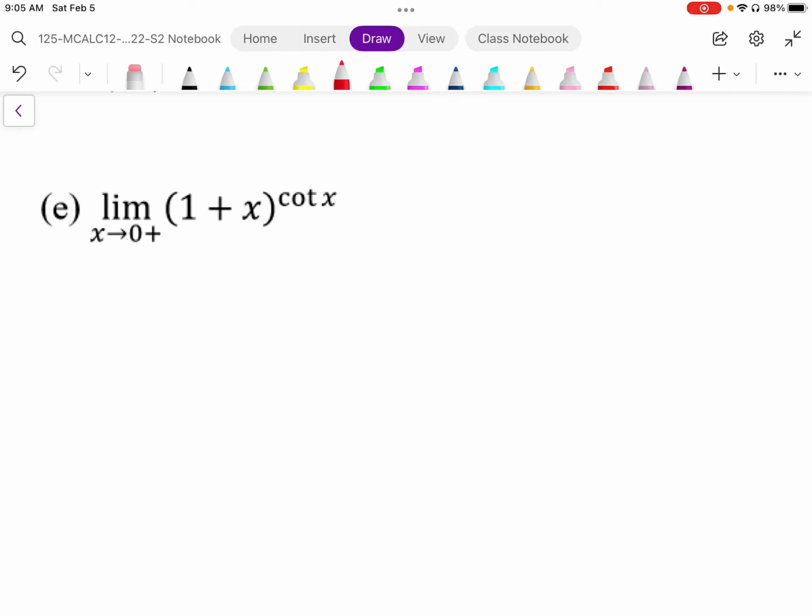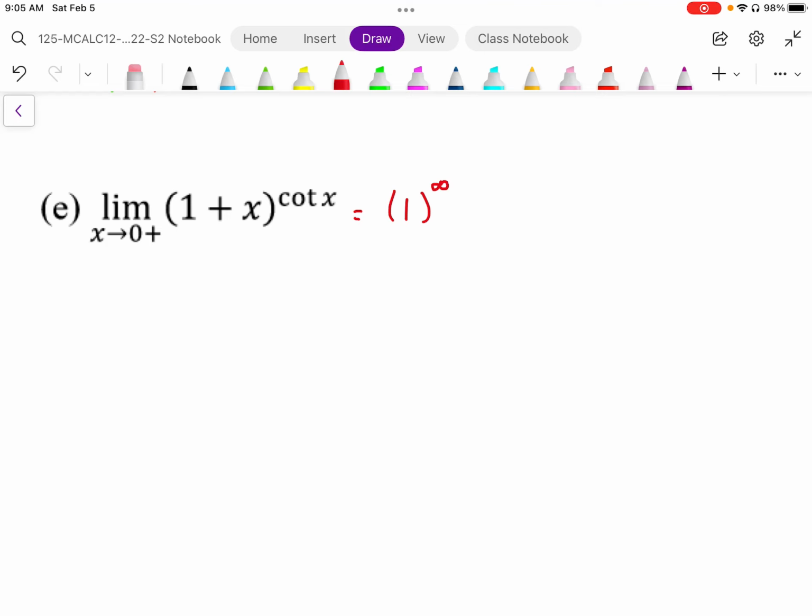So in this limit, again, we're going to substitute in 0 first to see what the value is. So we're going to end up with 1 in the base. Cotan of 0, well, it's approaching infinity from the positive side, so we end up with 1 to the power of infinity. Now this we can evaluate, but it is an indeterminate form, so we want to put it into some kind of ratio form.